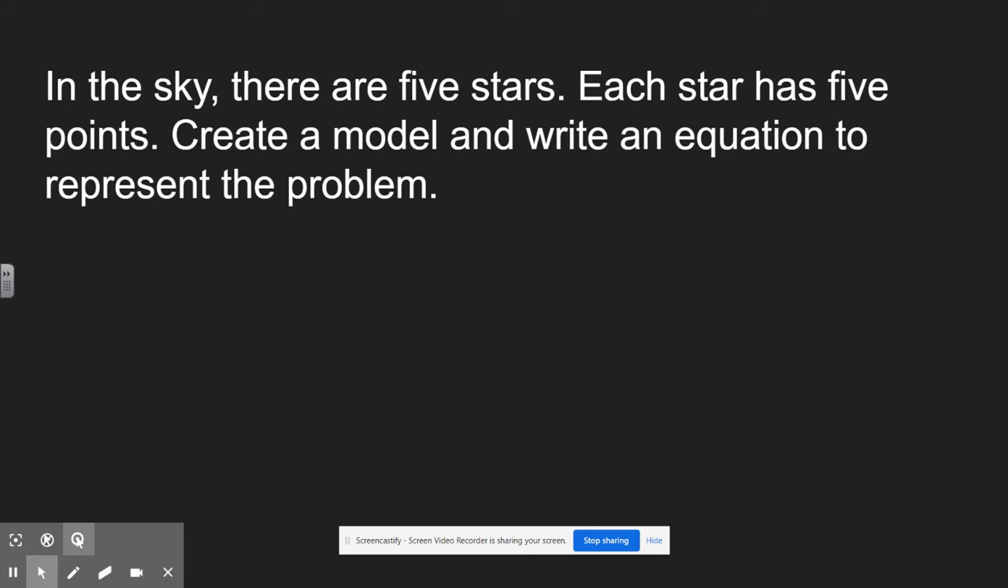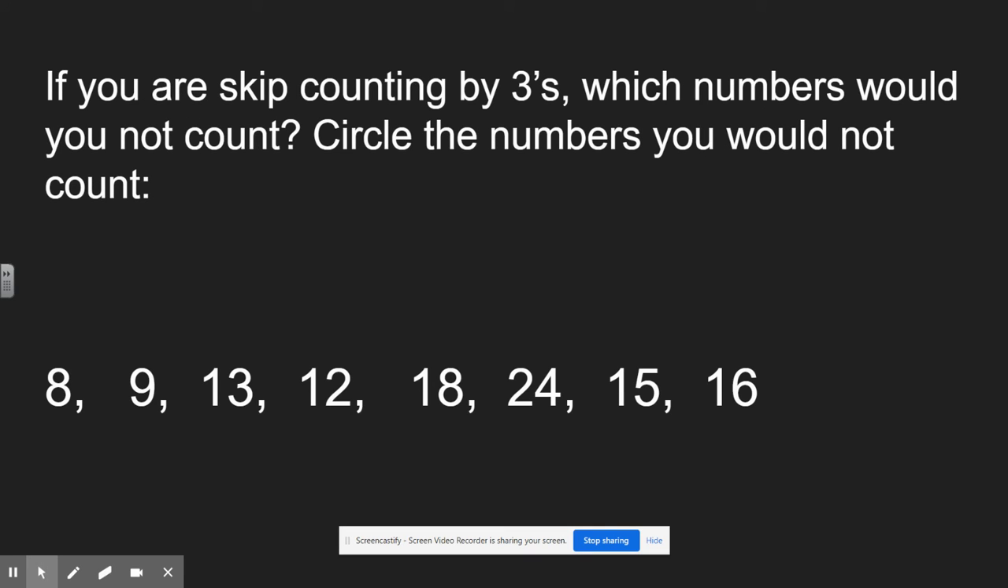Let's move on now to another question that's asking, if you are skip counting by 3s, which numbers would you not count? Circle the numbers you would not count. I can either use a multiplication chart that's by me, or I can use a number line, or I can skip count in my head. So I'm going to do skip counting in my head right now. And watch as I circle what ones are multiples of 3.